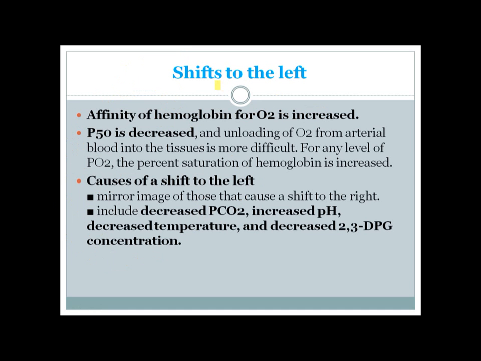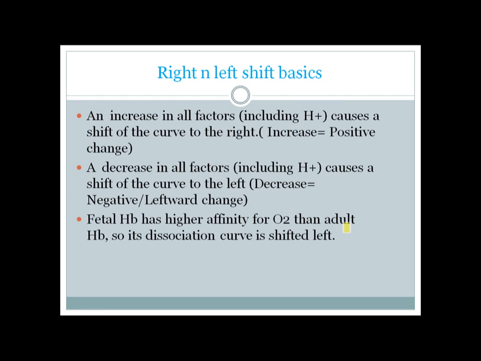And let's talk about the causes of shift to left. Those are the situations where the affinity of hemoglobin is increased, and as the affinity of hemoglobin increases, oxygen easily binds to hemoglobin, and so P50 is decreased. The causes of shift to left are the mirror image of the causes of shift to right. Those include decrease in partial pressure of carbon dioxide, increased pH, decreased temperature, and decreased 2,3-diphosphoglycerate concentration.